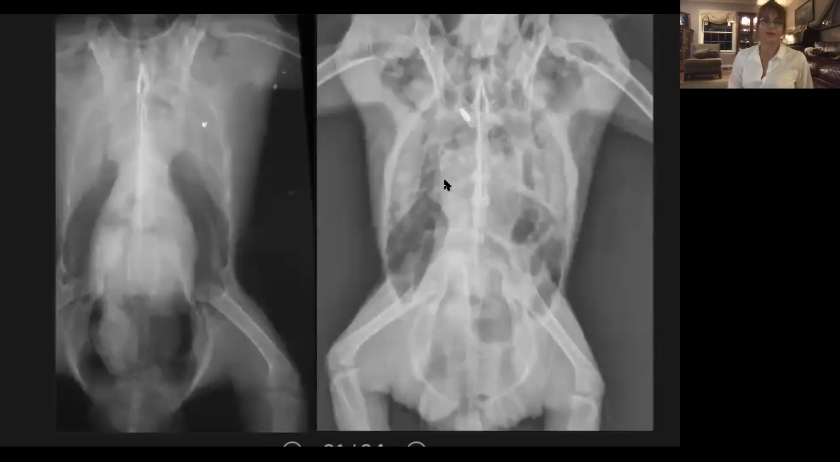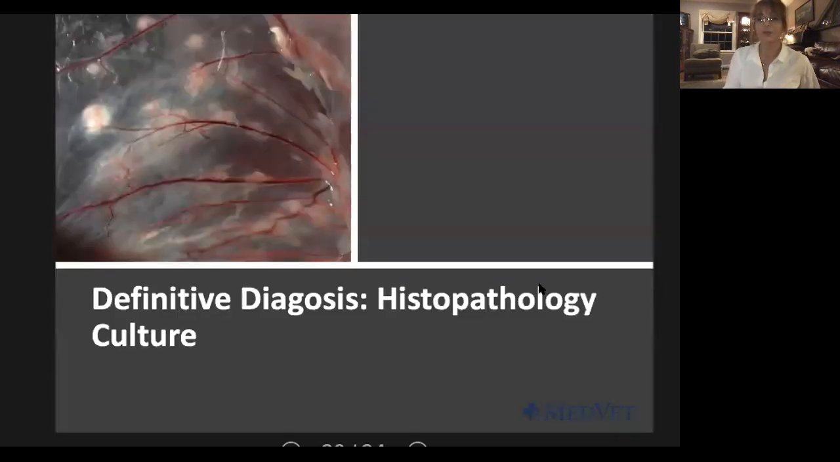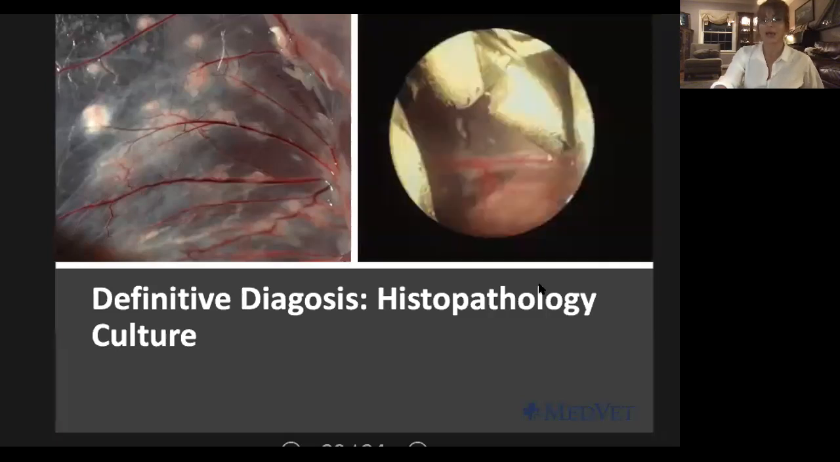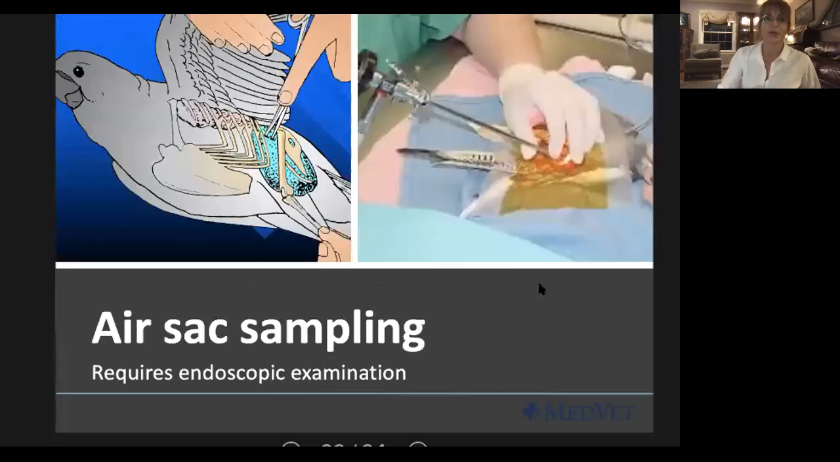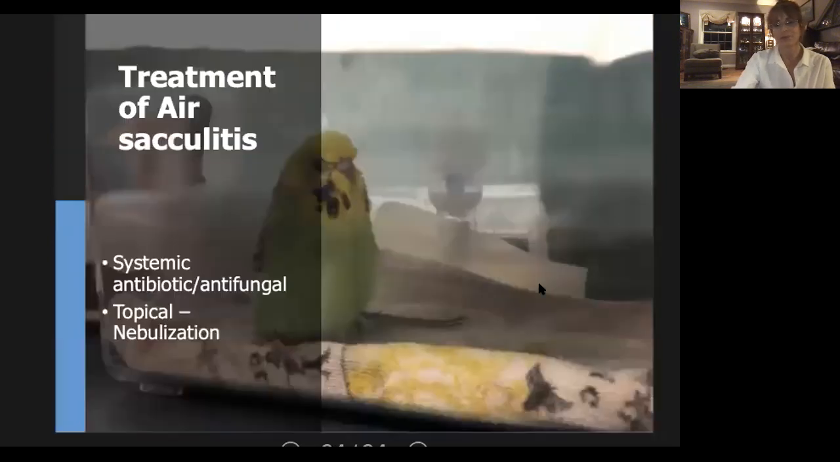And likewise on the VD view, normally you're just going to see that figure 8 of the organs and then air with really no delineation between air sacs. And in this case with severe air saculitis, you're not only going to see the lines, but accumulation of granulomas in there. So for the definitive diagnosis, again, really the only way to get that is going to be through endoscopy, to actually go in there physically with an endoscope and get a sample for culture and for histopathology.